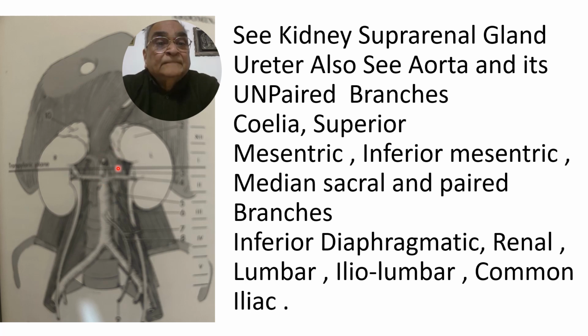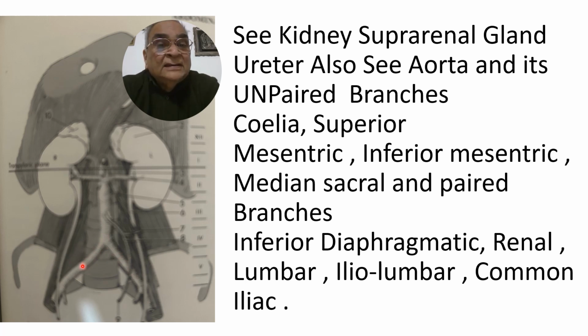From under the median arch has arisen the aorta, which is divided into the common iliac artery. This aorta gives an inferior diaphragmatic. It gives two types of branches: paired, that means right, left, and central. So the central branches are the celiac axis, the superior mesenteric, the inferior mesenteric, and the median sacral. The paired ones are the inferior diaphragmatic, suprarenal, renal, the four lumbar arteries, and the common iliacs.